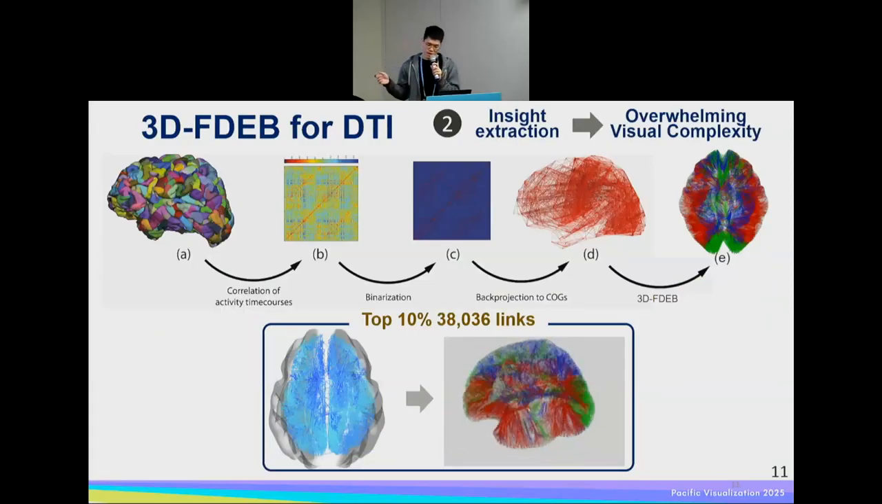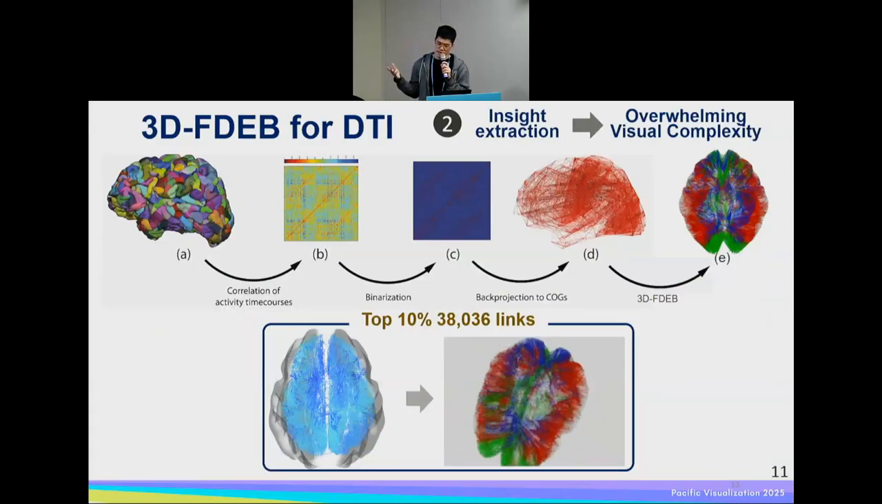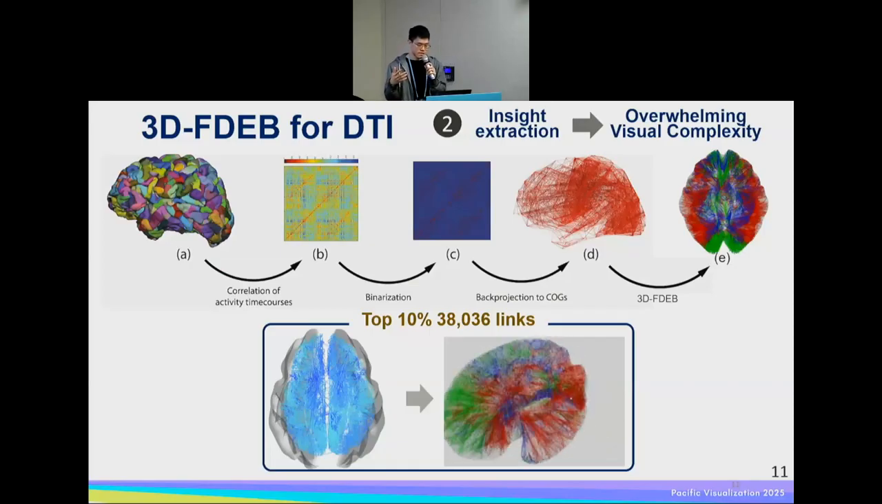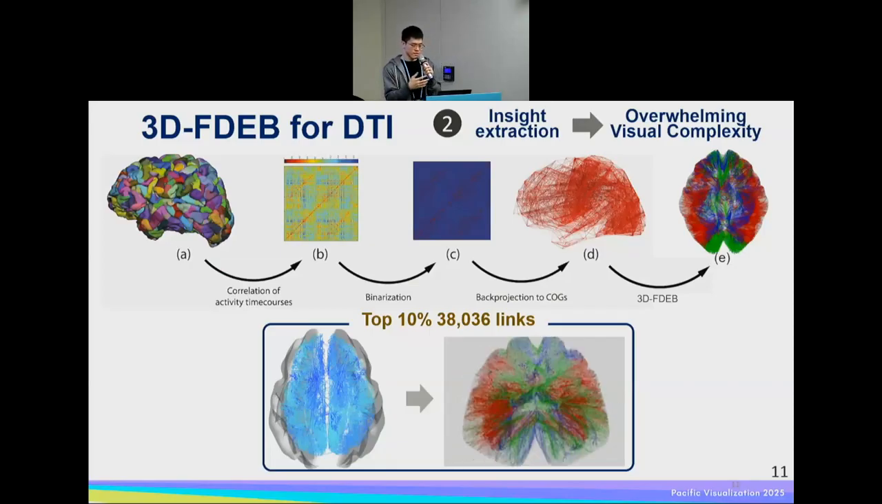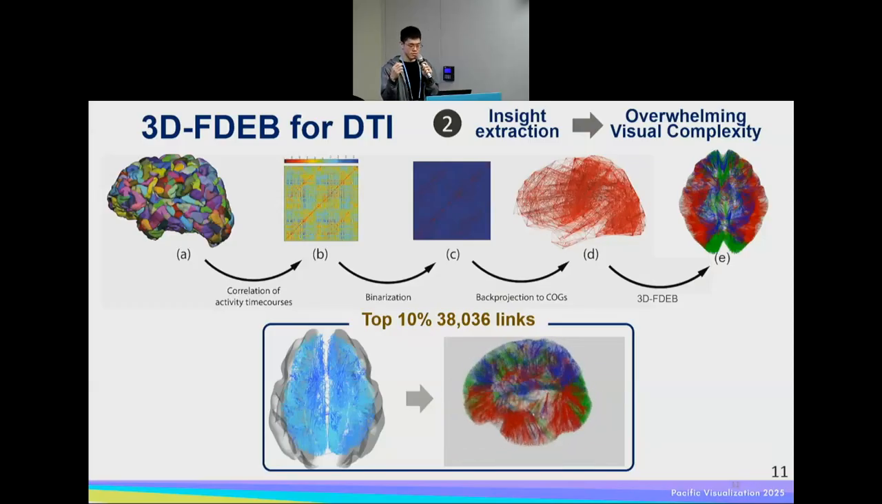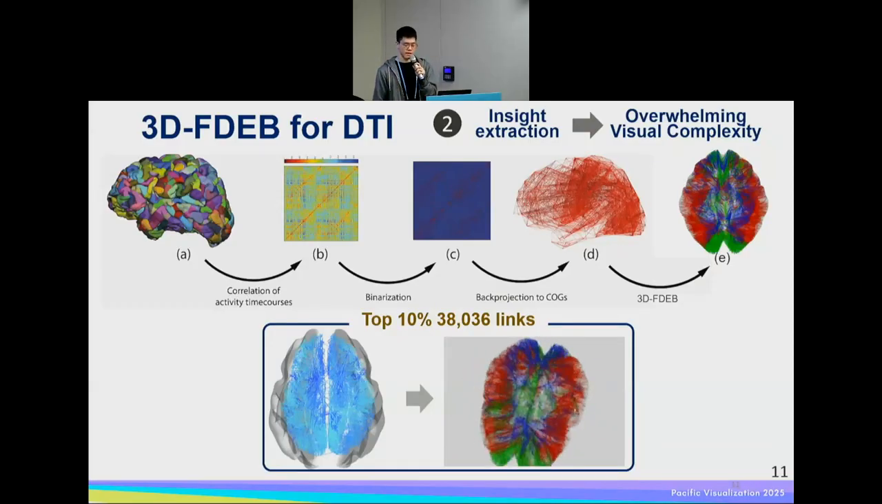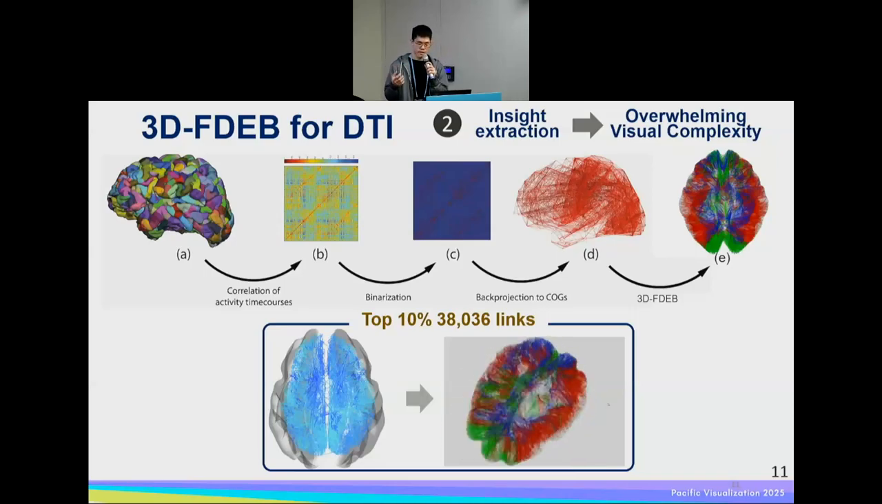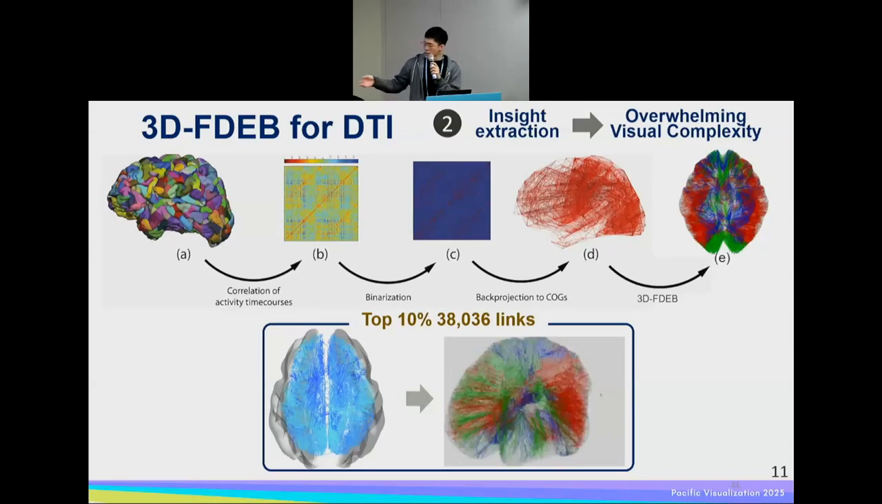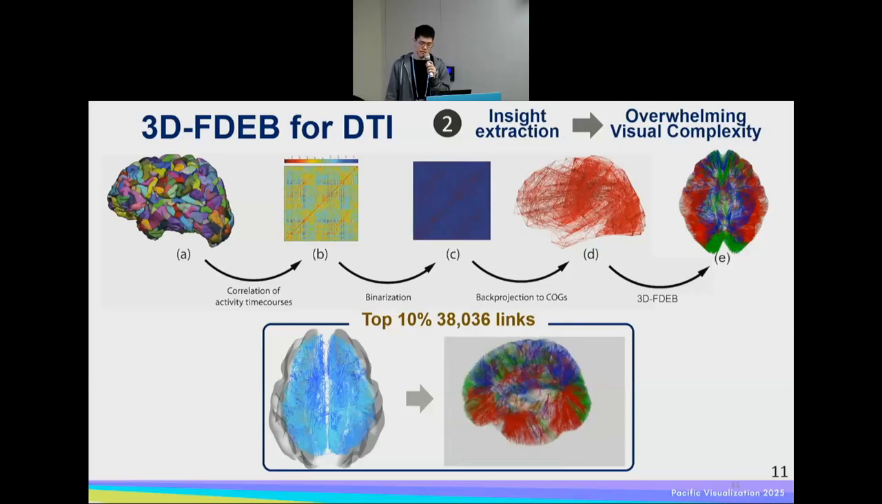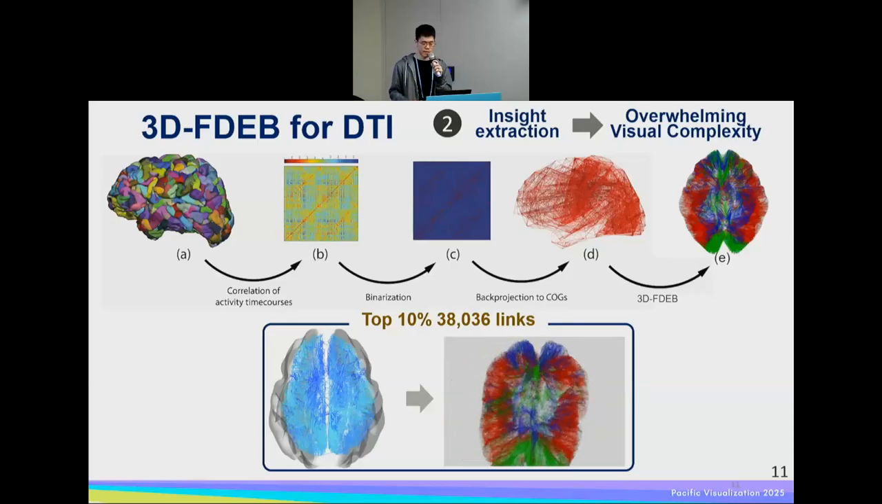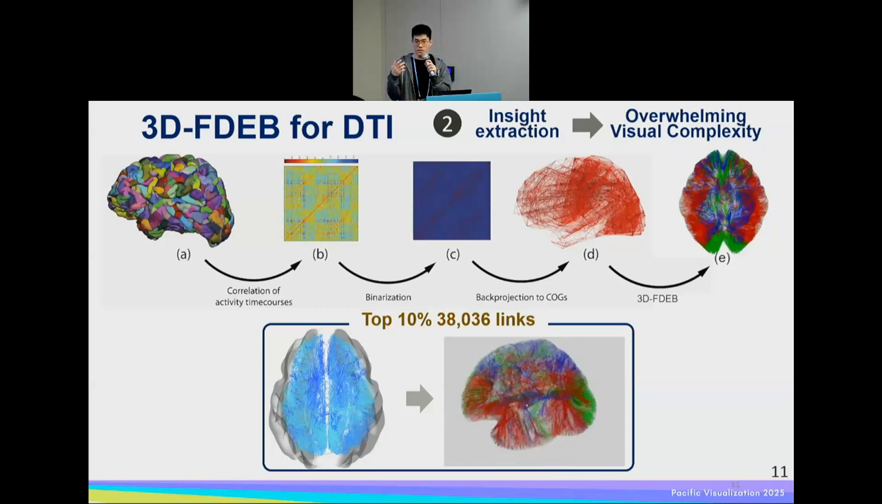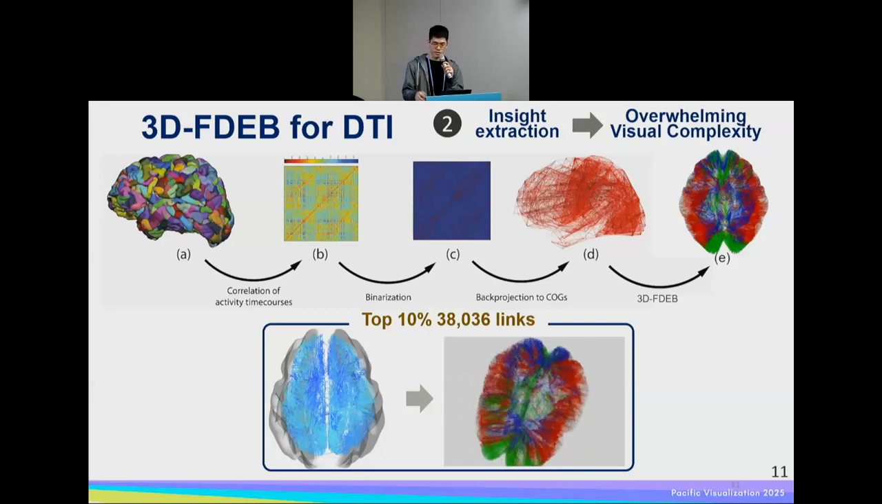And the second challenge comes from the dense connection links. So the system first applies a threshold to binarize the network. Those filtered links are then processed by a 3D force-directed edge bundling algorithm, which aggregates nearby fibers into smooth bundles. The visualization shows the top 10% of the connections, and the links are color-coded to indicate the 3 principal directions.